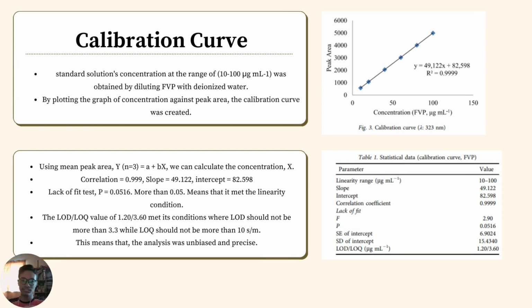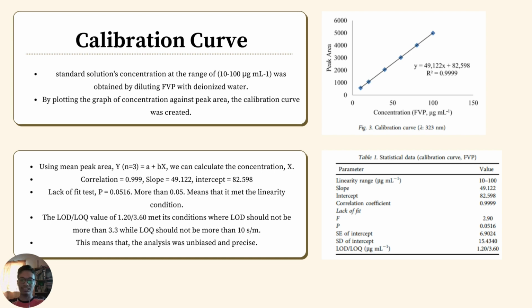Next, we have the calibration curve. To find the calibration curve, standard solution concentration at the range of 10 to 100 microgram milliliter negative 1 was obtained by diluting FVP with deionized water. So we get the calibration curve from plotting the graph of concentration against the peak area. So to find the x, we use the formula mean peak area y equal to a, which is the y-intercept, and then we have the b, which is the gradient, and of course the x, the concentration.